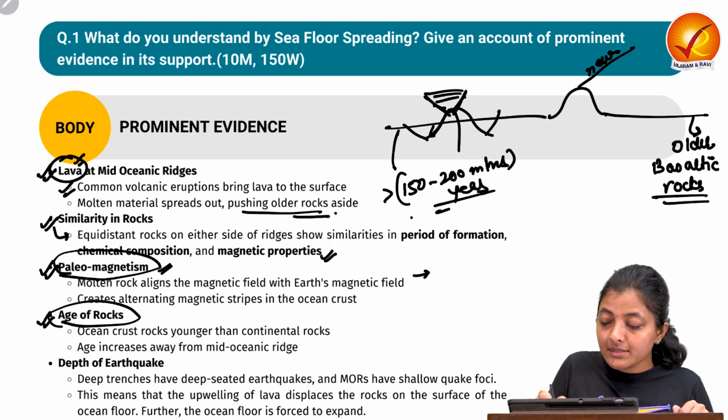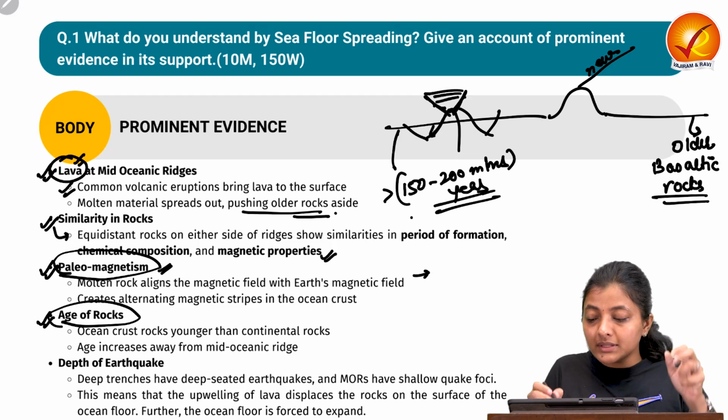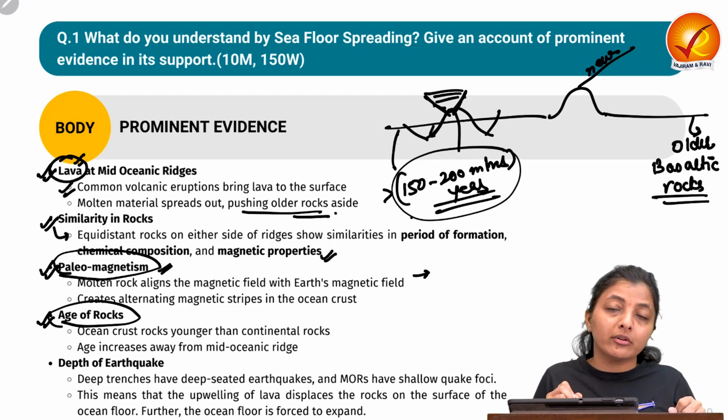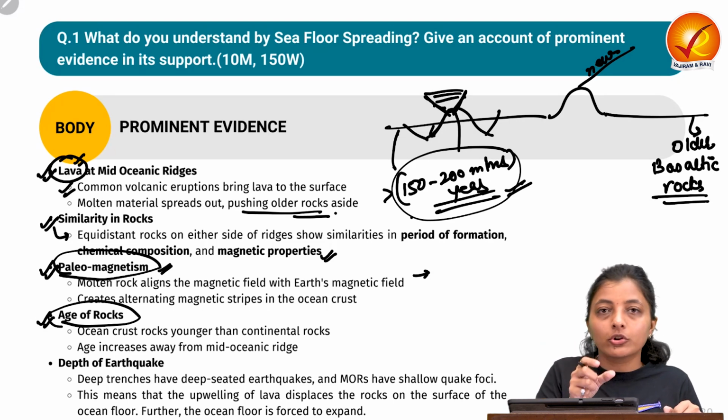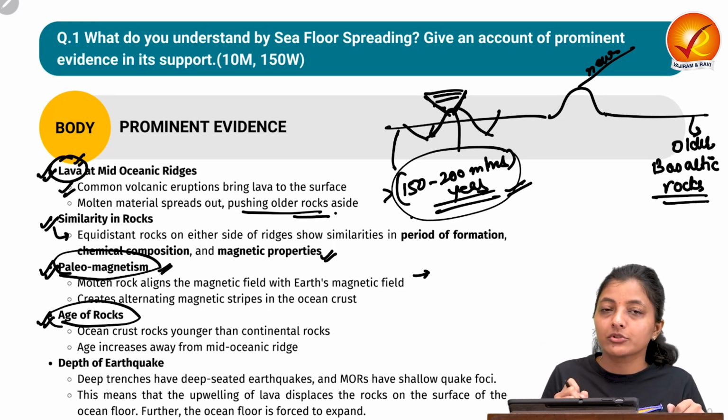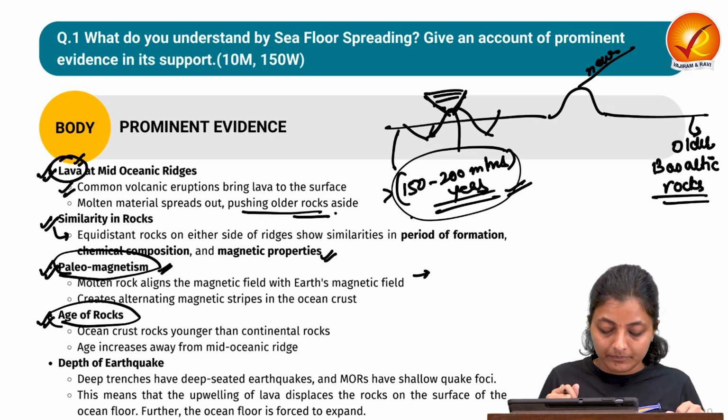It means the rocks that were formed before this period, where were they? So that is why we got to know about the subduction zone, that they are getting destroyed in the subduction zone in the mantle.